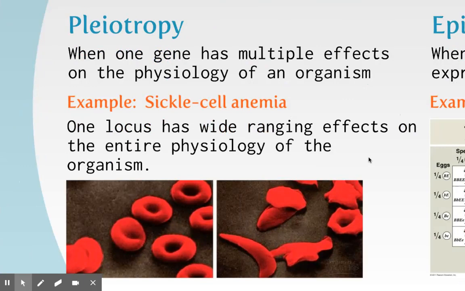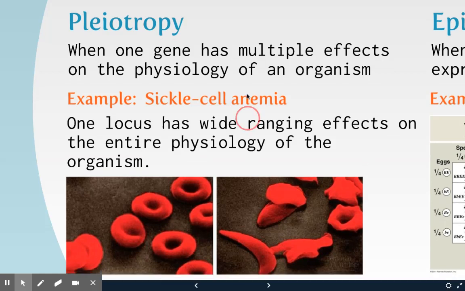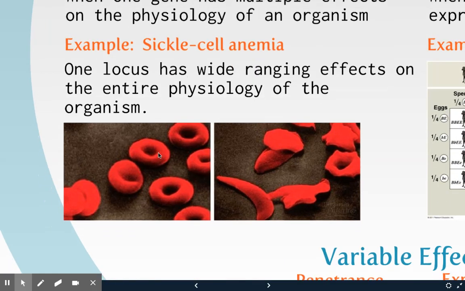So our prime example is sickle cell anemia. Sickle cell anemia is caused by a point mutation. It's caused by a single substitution. It's a missense mutation. And that single point mutation causes the shape of the blood cells to change from this donut shape with a little indent to a sickle shape.